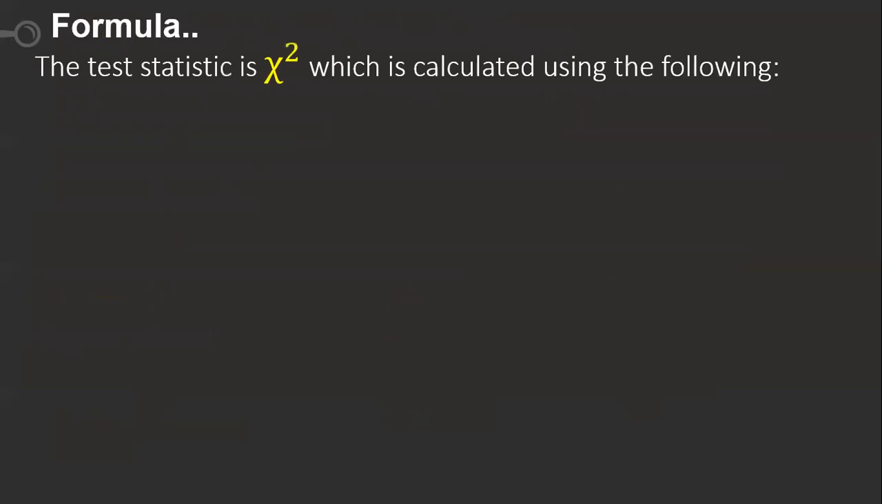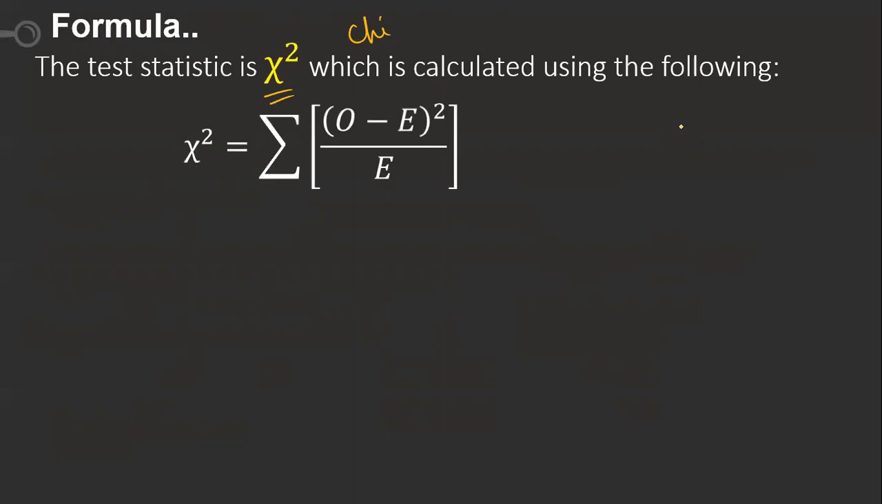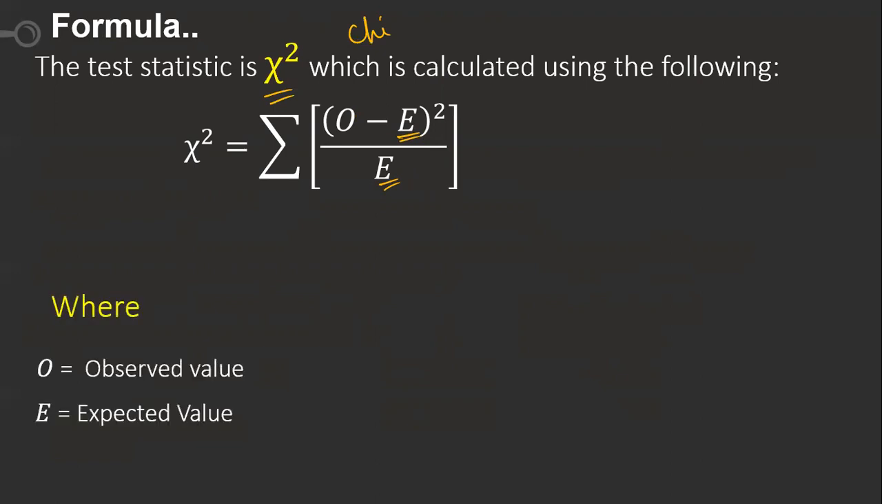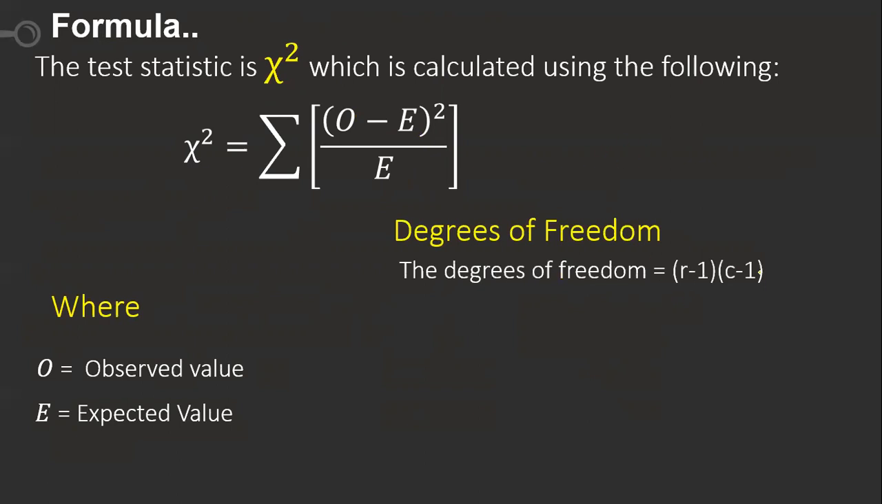Now what is the formula we are going to use? The test statistic is, as usual, chi-square, calculated using the same formula as the previous one. The difference between the two is the method of calculating the expected value, where O is the observed value and E is the expected value. One more difference to watch is the degrees of freedom, which is calculated as (R minus 1) times (C minus 1).